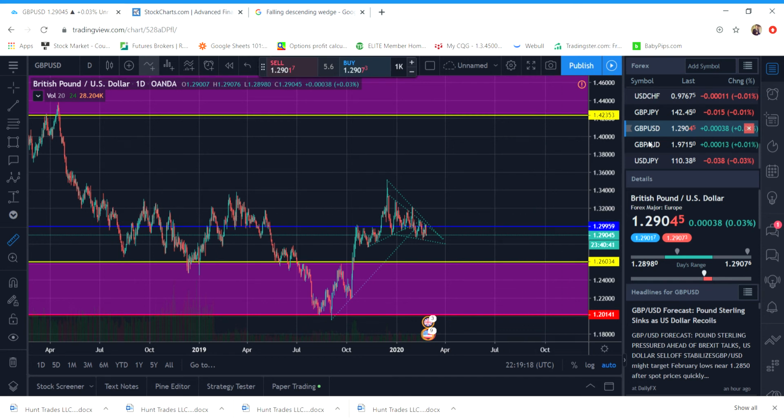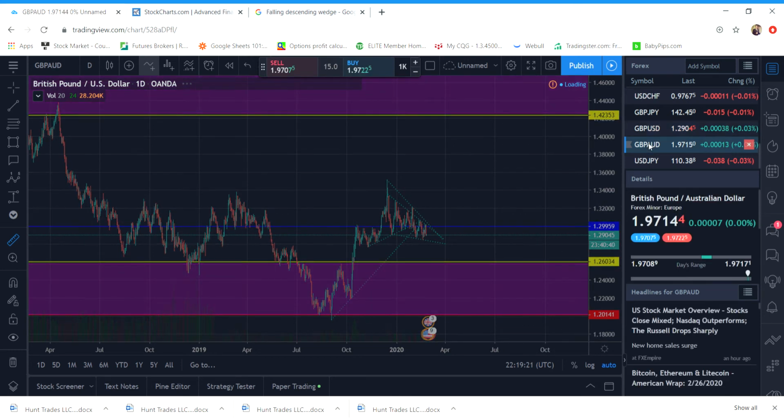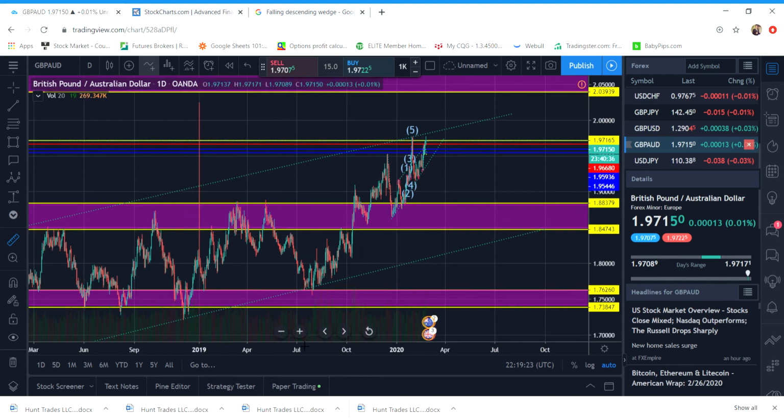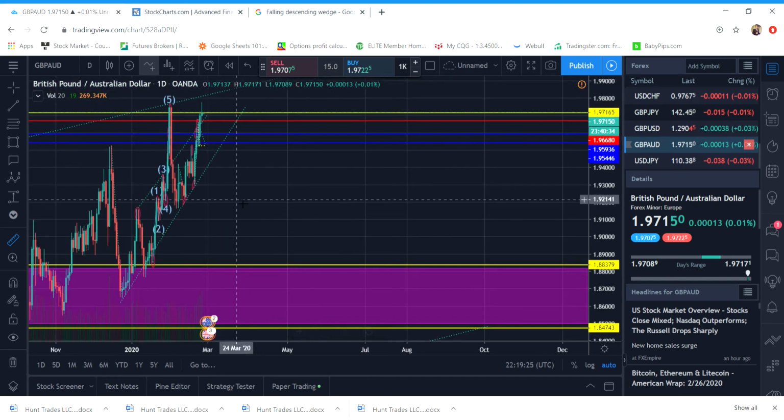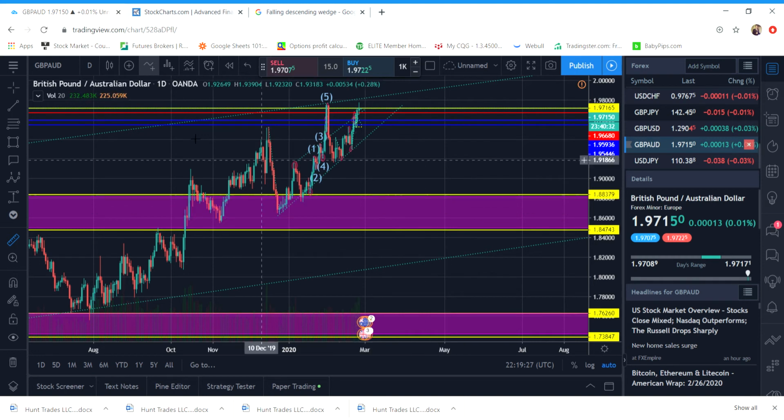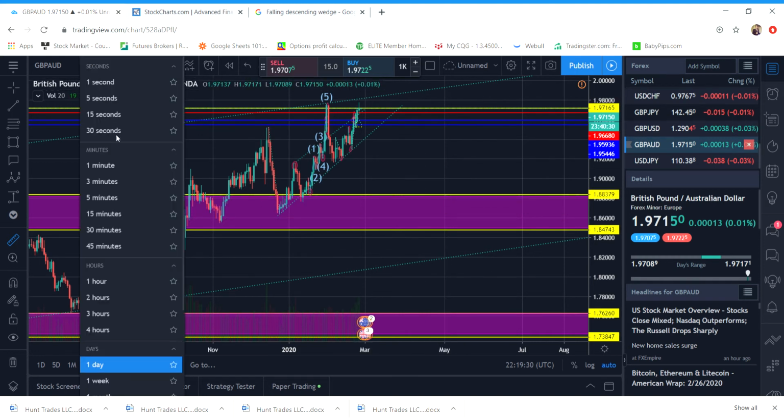Now the GBP/AUD was a trade I just wanted to cover right quick from last night, and I'll have to zoom in on the closer time frames, because you'll be able to see a lot of the things that I was able to see when I was trading this.